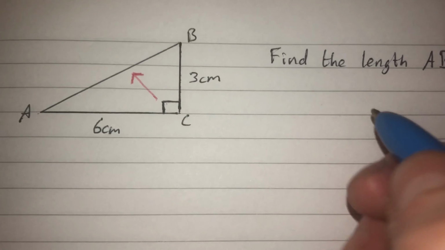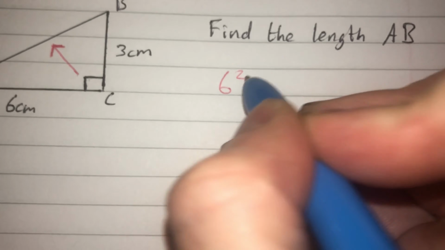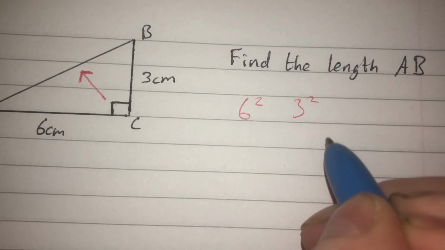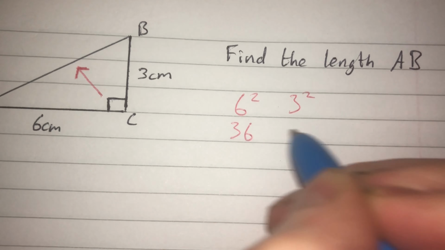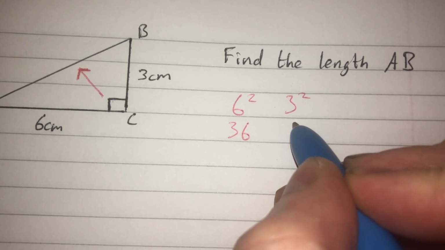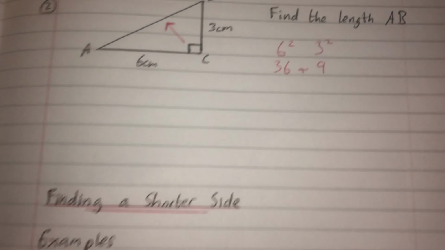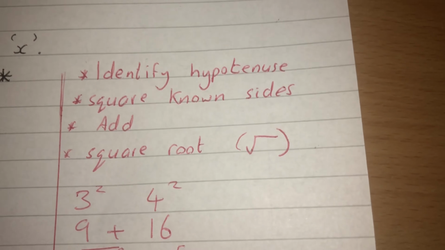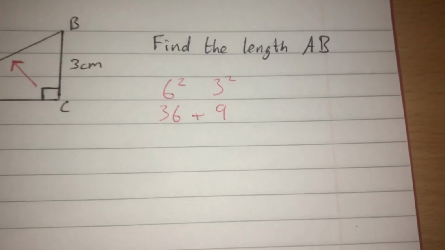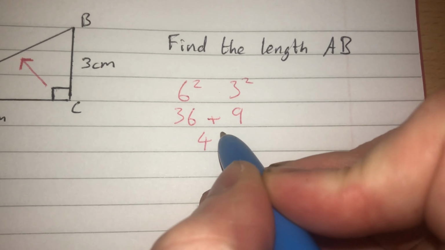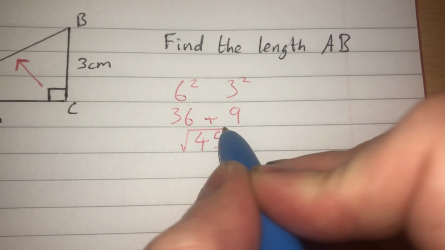We're now going to square the known sides. So I'm doing 6 squared and 3 squared. 6 squared is 36, 3 squared is 9. I'm adding, which again, as you can see, is my next step. 36 plus 9 is 45. And the last thing I need to do is square root 45.